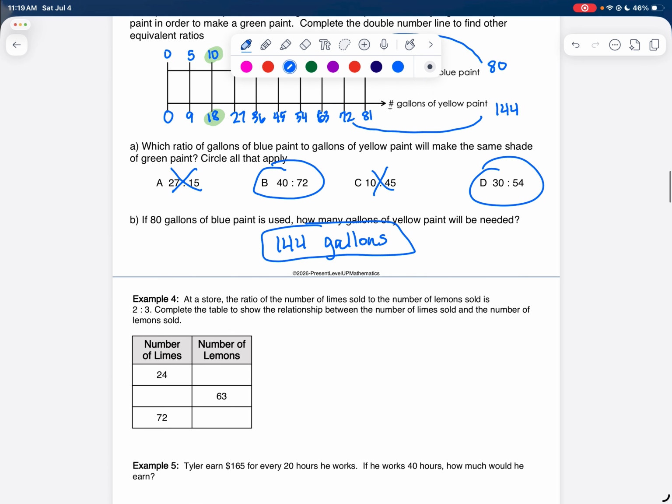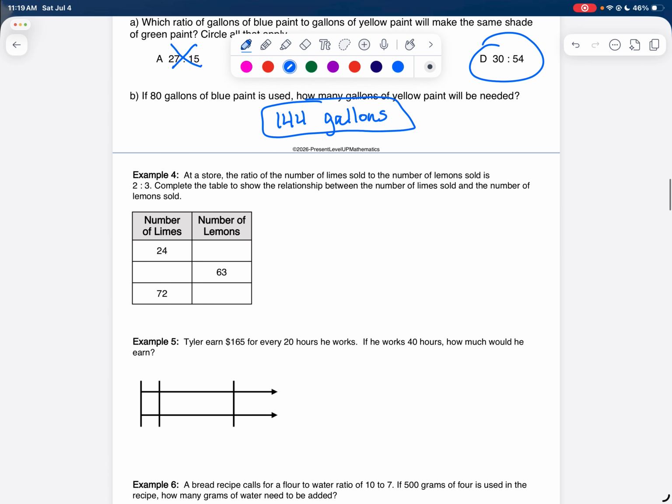All right, example 4. At a store, the ratio of the number of limes sold to the number of lemons sold is 2 to 3. Complete the table to show the relationship between the number of limes sold and the number of lemons sold. Now, in this table, they've given you some values, but you're missing some. So what I'm going to do is add the simplest ratio to the top, 2 to 3.